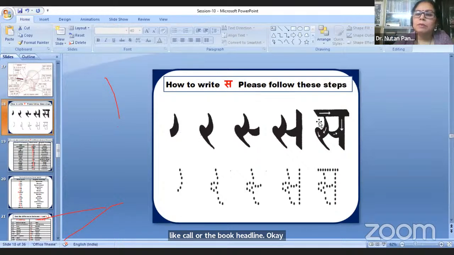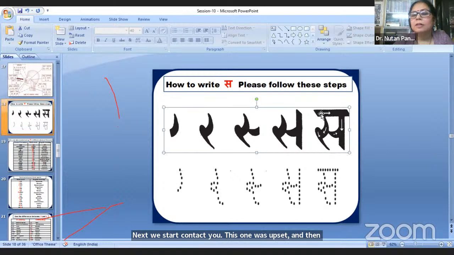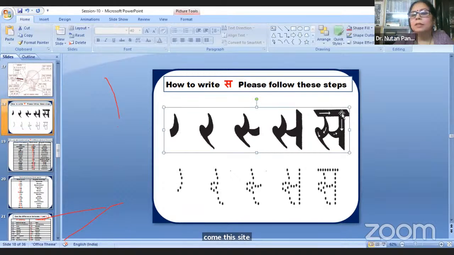Okay. We will see the arrow. This one is the arrow. You start from this. Make this one. The arrow goes left side, and then it comes below. Next, we start from that. Here, this one goes upside and then comes this side, and you make this line.